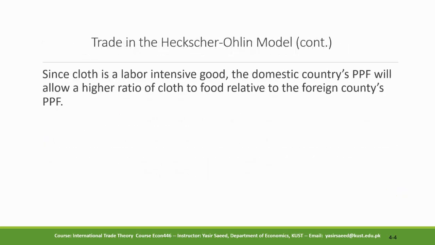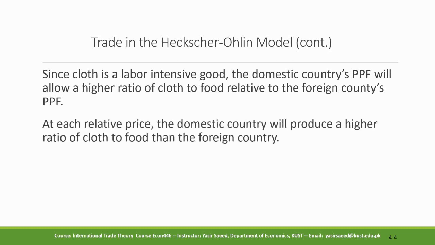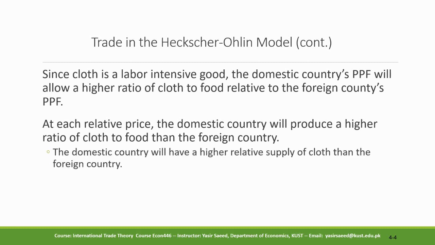Since cloth is a labor-intensive good, the domestic country's PPF, the production possibility frontier, allows a higher ratio of cloth to food relative to the foreign country's PPF. In the foreign country, what will happen? They will produce more food, whereas in the domestic country, they will produce more cloth. At each relative price, the domestic country will produce a higher ratio of cloth to food than the foreign country. Again, the domestic country will have a higher relative supply of cloth than the foreign country.